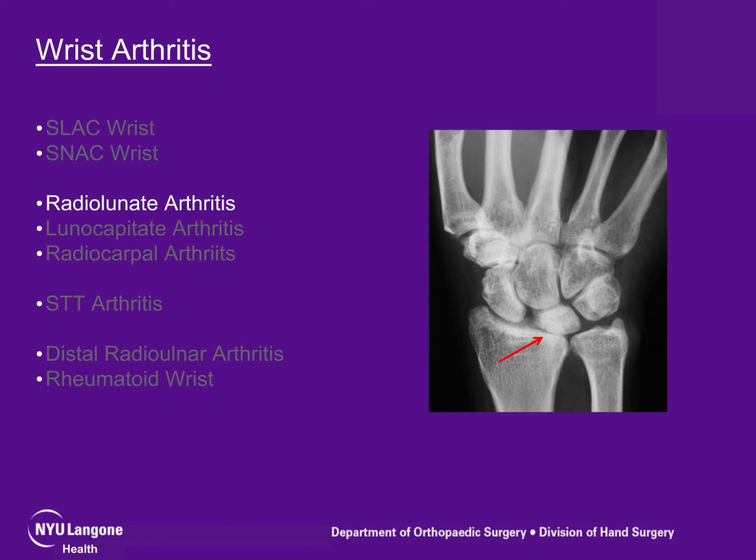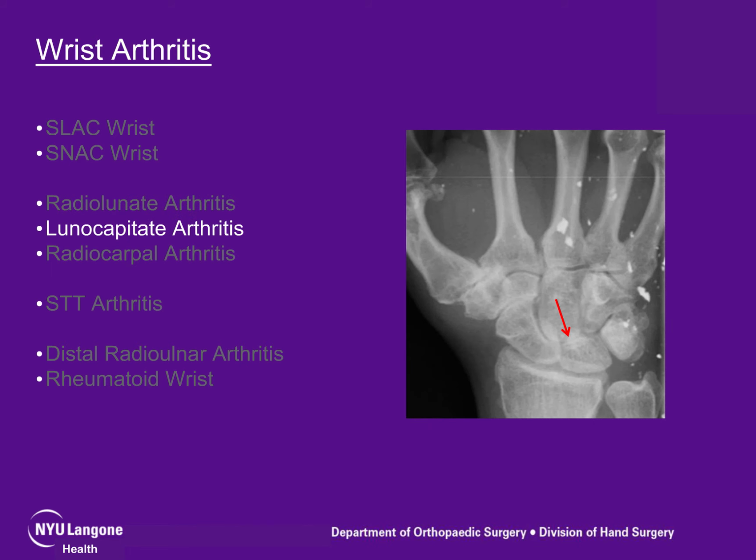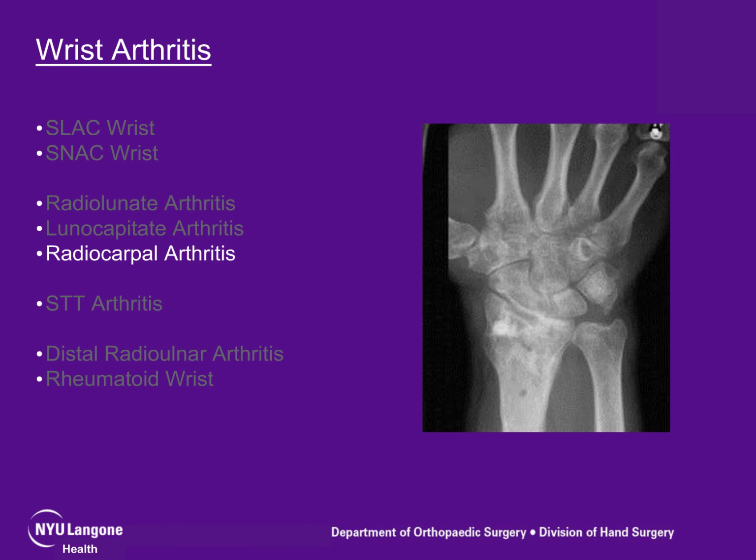Radiolunate arthritis is a bit of a mystery. It also is the result of scapholunate dissociation, but for reasons that are not entirely clear, the radioscaphoid joint is preserved and the arthritis is restricted to the radiolunate joint. Lunocapitate arthritis is quite rare, but oftentimes seen in conjunction with some scaphotrapezial joint arthritis.